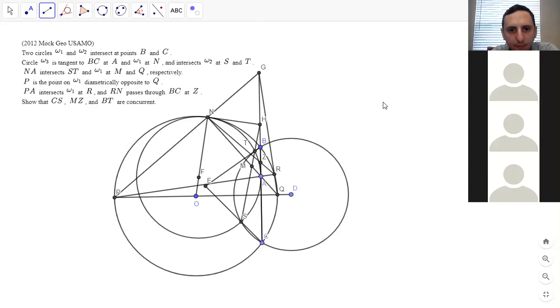So HN is equal to HA. Oh, I think so, we could show HN is equal to HA, which is equal to HR. That's probably an angle chase, right? We want to show H is the circumcenter of NAR.